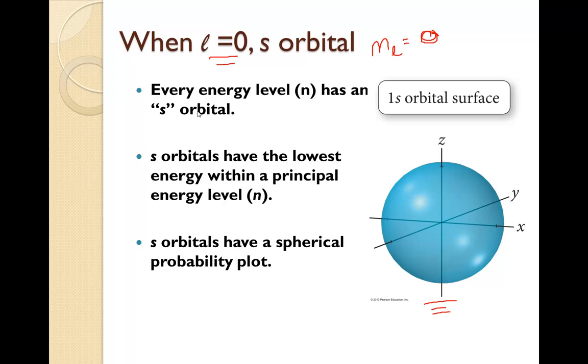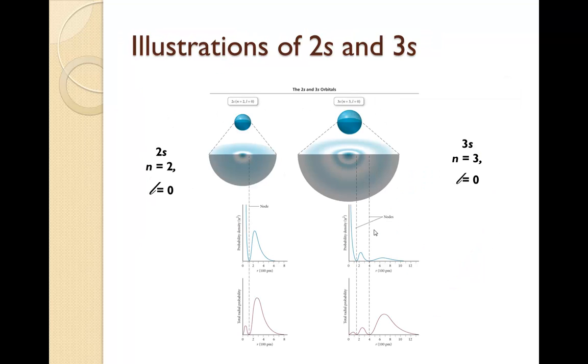Every energy level has an N, has an S orbital. S orbitals have the lowest energy within the principal energy level, and S orbitals have a spherical probability plot. With N's, 2s, 3s, remember every energy level has an S. They encompass one inside of the other. And these are the subshells.